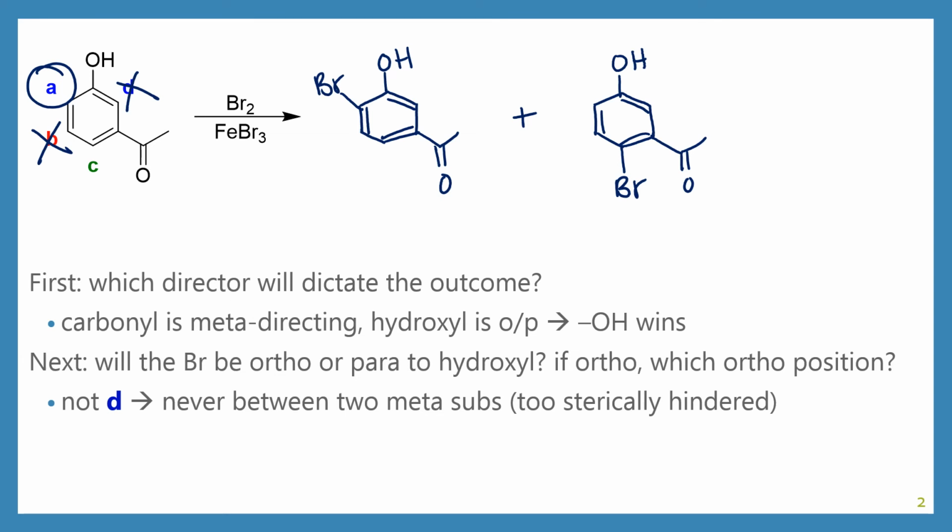So these are our two possible outcomes, and the product that has the bromine ortho to the hydroxyl group is going to be major. And the product with the bromine para to the hydroxyl group and ortho to the carbonyl is going to be minor. And if you further advance the slides, you'll see the logic being put out again.